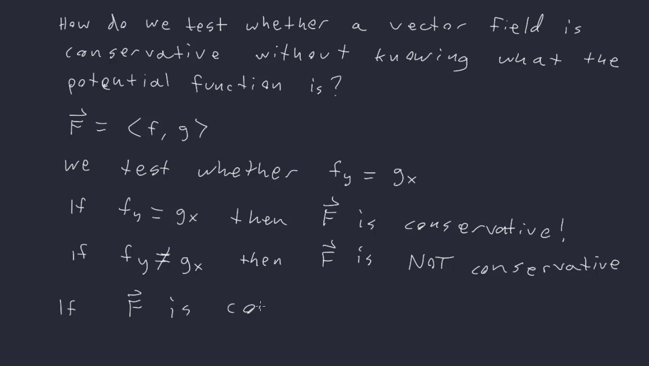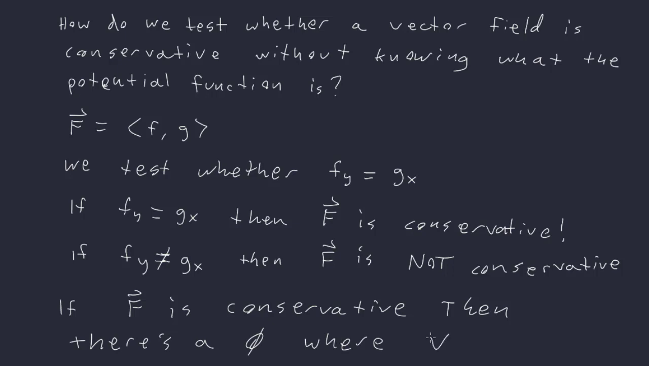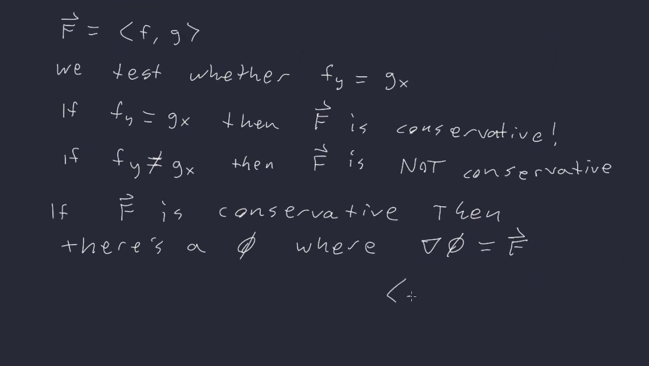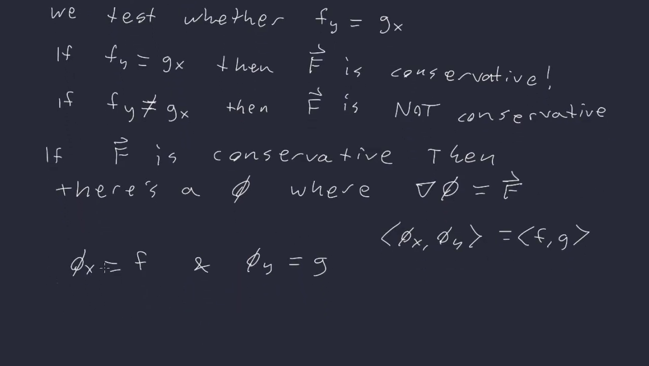Okay, well, what we're actually checking is whether this field here represents, say, a nice original function, because if capital F is conservative, then as we've talked about, there's a phi where the gradient of phi is equal to F, right? And we've talked about this before. This means that phi sub x comma phi sub y is equal to little f little g, and phi sub x equals f, and phi sub y equals g. So if F is conservative, we have this. Now, when we test here the f sub y and g sub x, what we're doing is we're starting here, okay, and let me rewrite this step again.